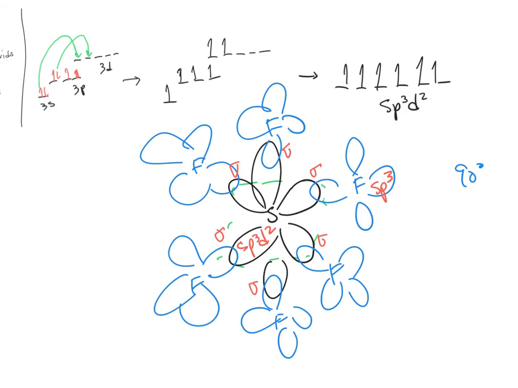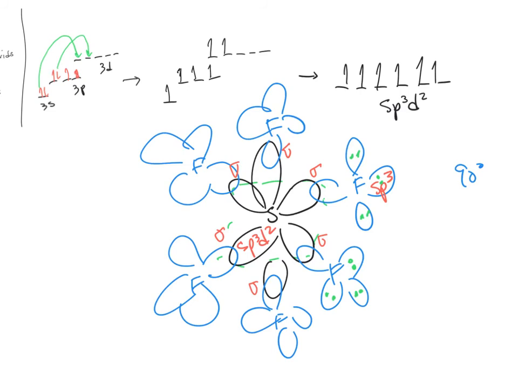And then also, it's going to have these lone pair electrons. So you can go ahead and fill in the rest of that. Okay, one more and then we are done with this.